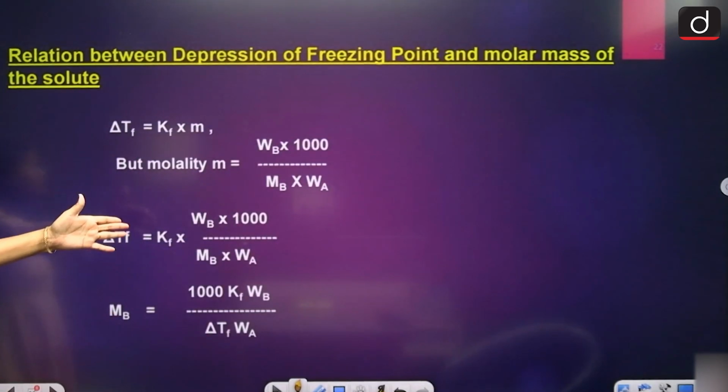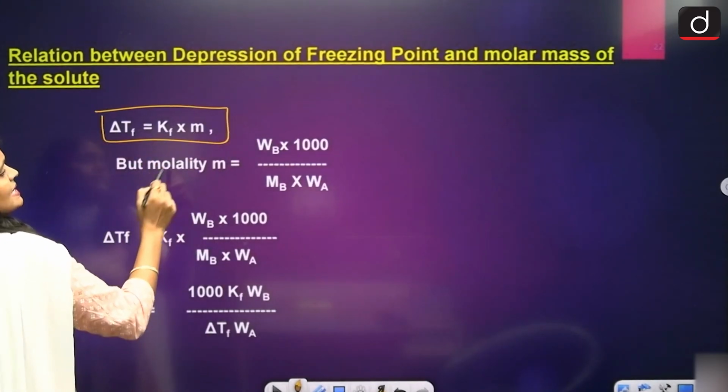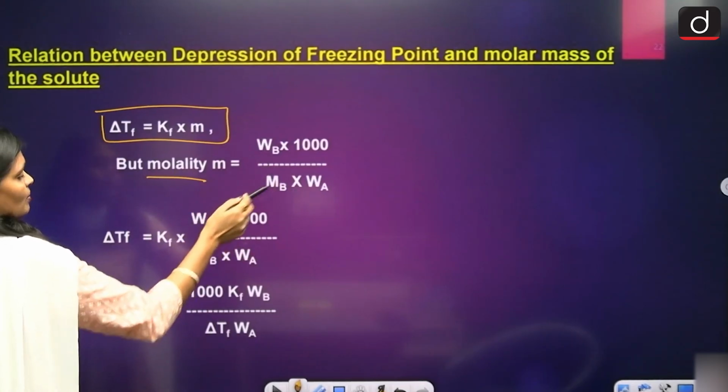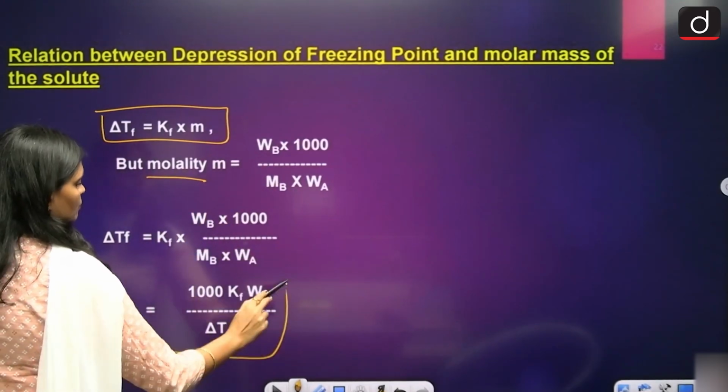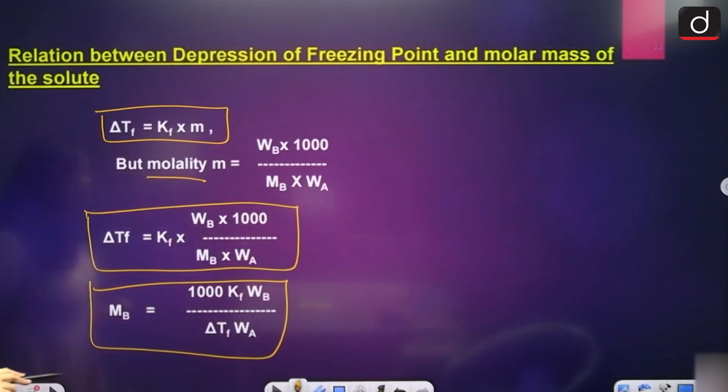How can you calculate with molar mass? So delta TF is equal to Km into m, where small m is the molality. So the molality formula is this. So ultimately you will get this formula. So now just try to practice numericals based on these formulas.